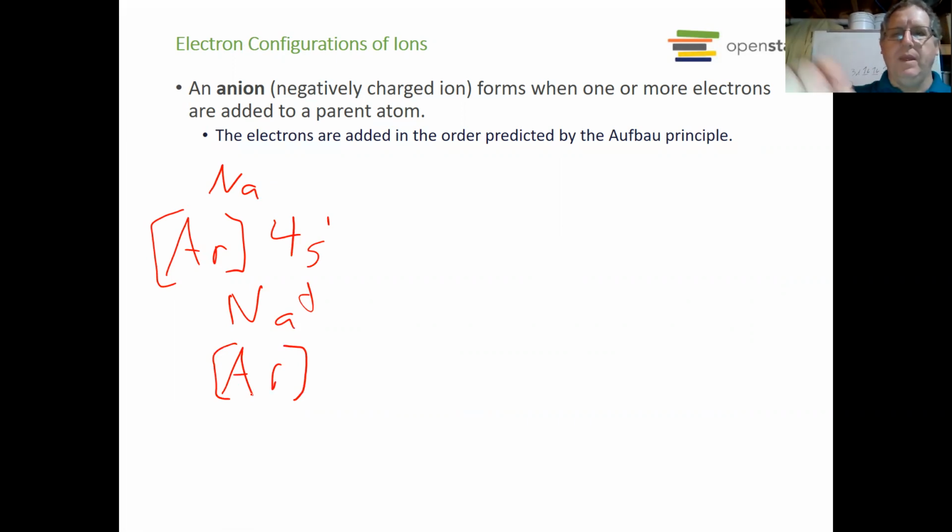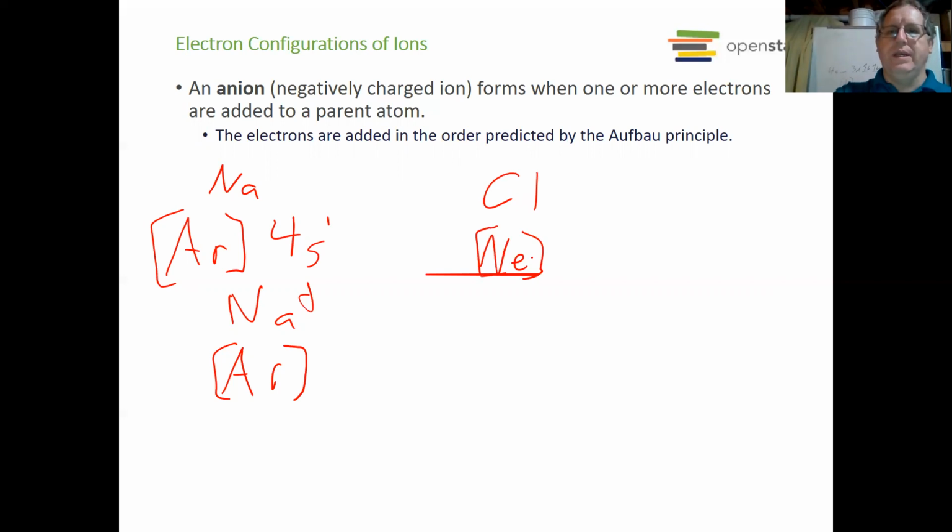Now I can also look at another substance that is very similar to it, and that is chlorine. Notice that chlorine has 17 electrons. So chlorine is actually going to be neon 3s2 3p5. But if I add an electron to it, I am going to now have chloride, which is going to have neon 3s2 3p6, which is the same as argon.